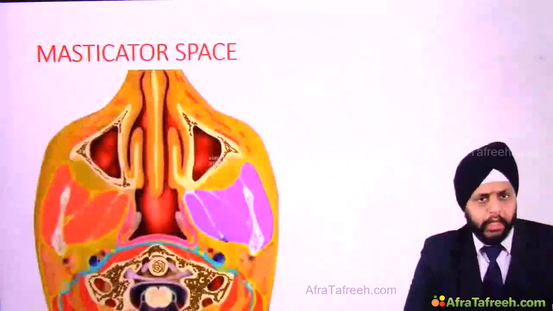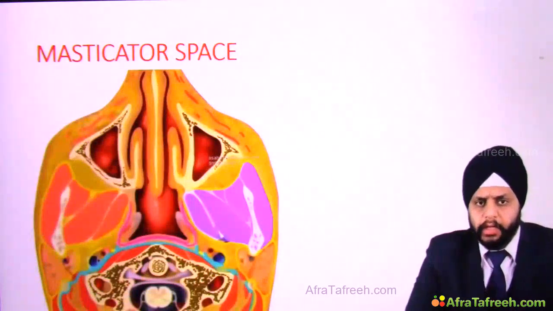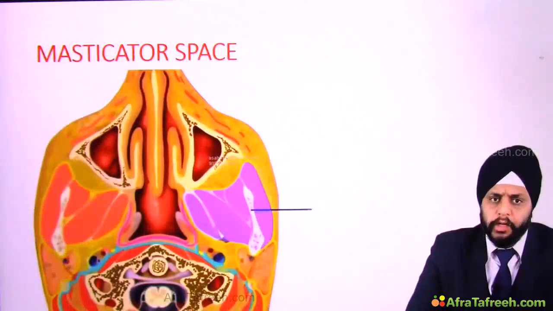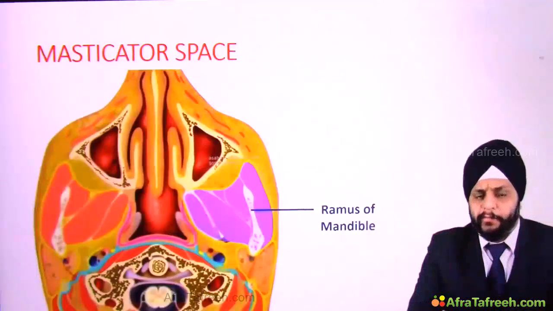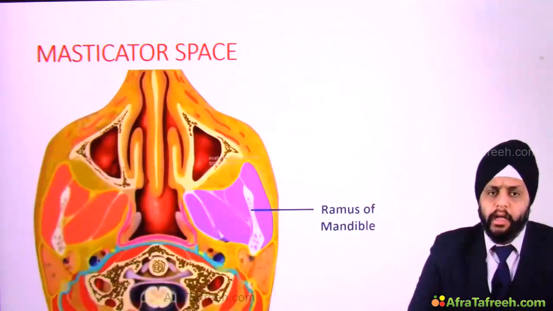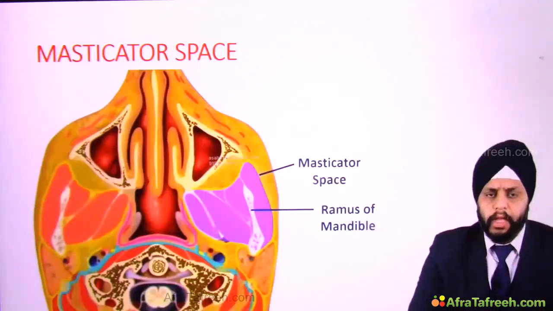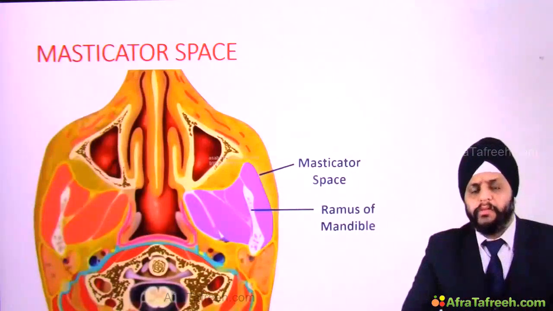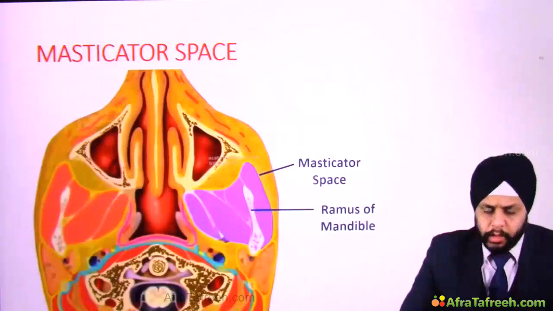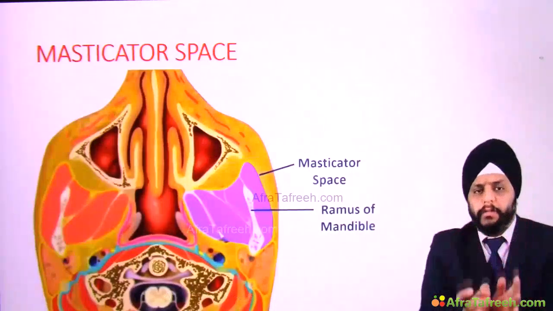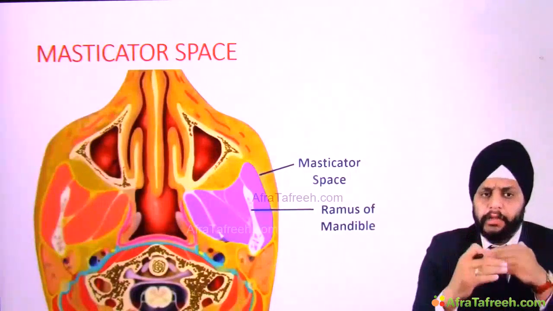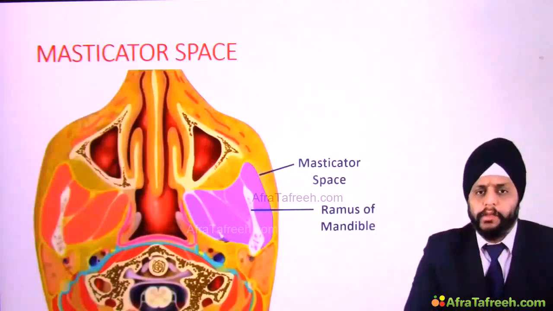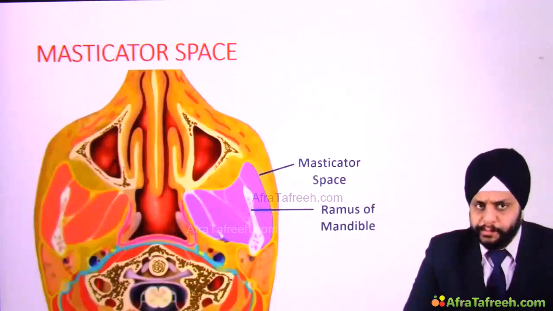Right? Okay, let's look at this axial cross section. In this axial cross section, you can identify the ramus of the mandible. Around that ramus of the mandible, you can see the masticatory muscles, and around them we have the masticator space. Remember, these muscles are covered by the superficial layer of deep cervical fascia. So between the fascia and the muscle tissue, we have the space known as the masticator space.